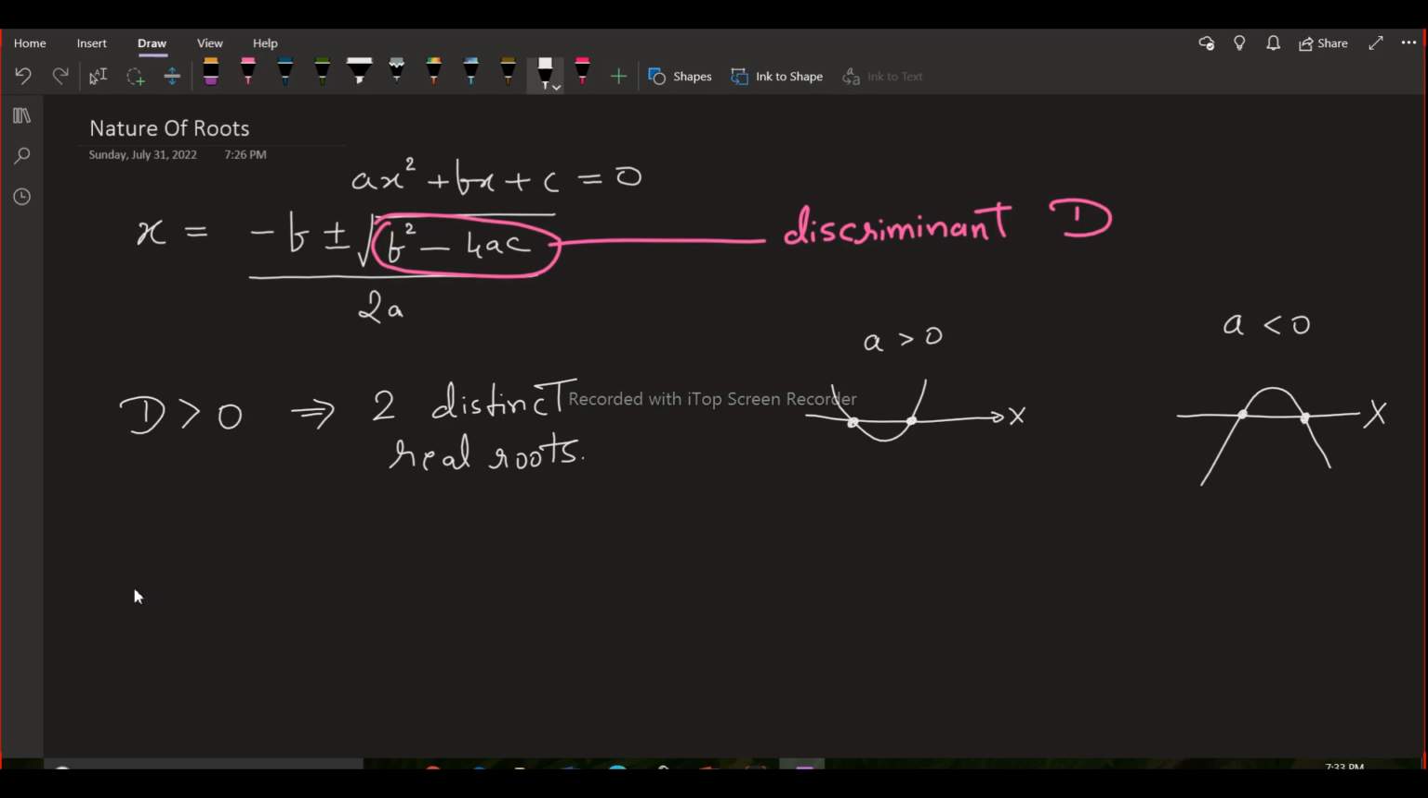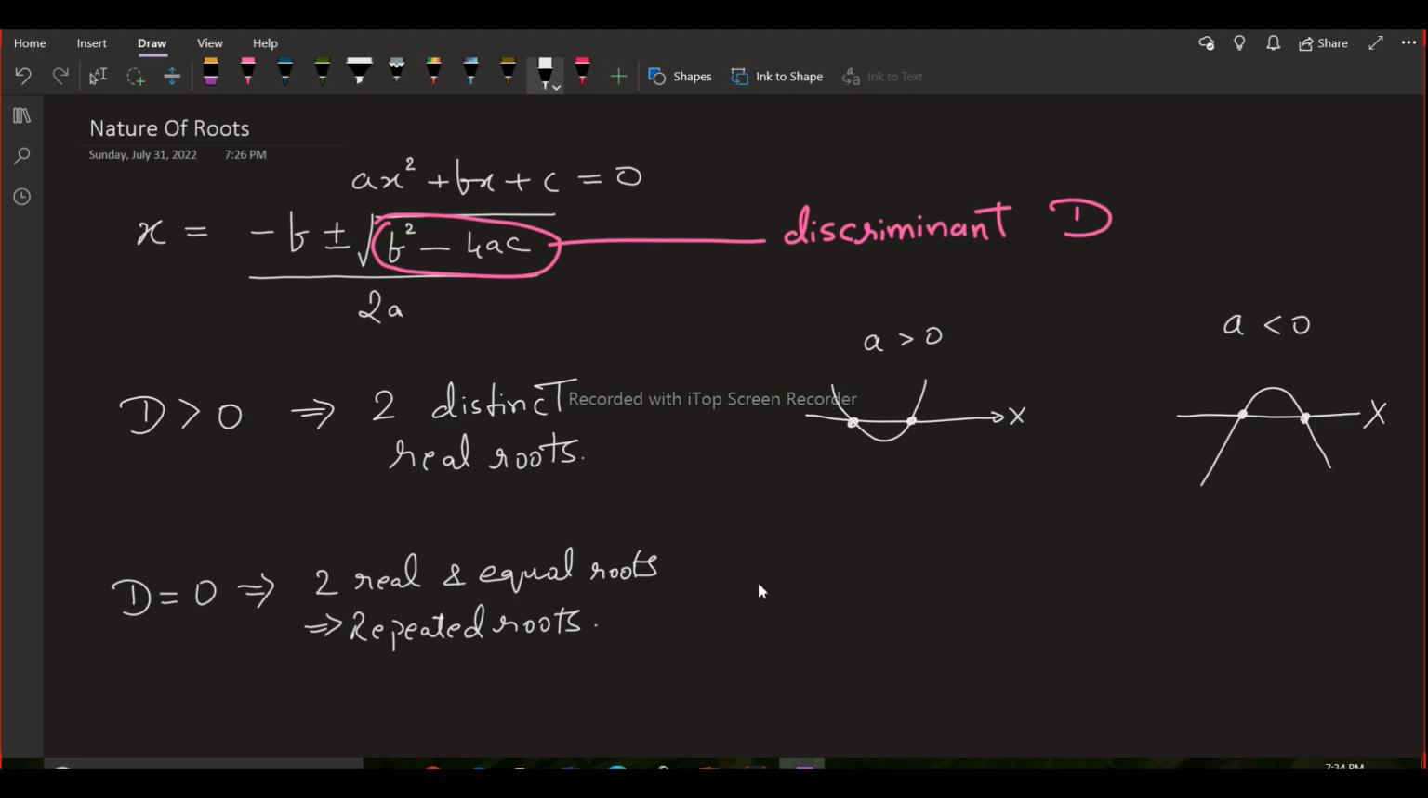Now, if this D is equal to 0, then you'll say that you have two real and equal roots, or we can also say these are repeated roots. If you see this b² - 4ac becomes 0, then x will be only -b upon 2a. There will be no plus minus left. In fact, there will be only one root. So it's actually a repeated root, right?